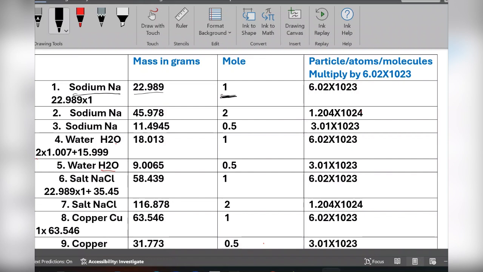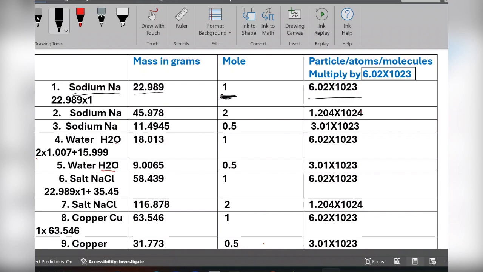Now they say how many particles or atoms or molecules in 1 mole of sodium. So when we have to convert mole into particles, we multiply by this number. This number 6.02 times 10^23 is called Avogadro constant. So now 1 multiplied by 6.02 times 10^23. Our answer is 6.02 times 10 raised to the power 23.